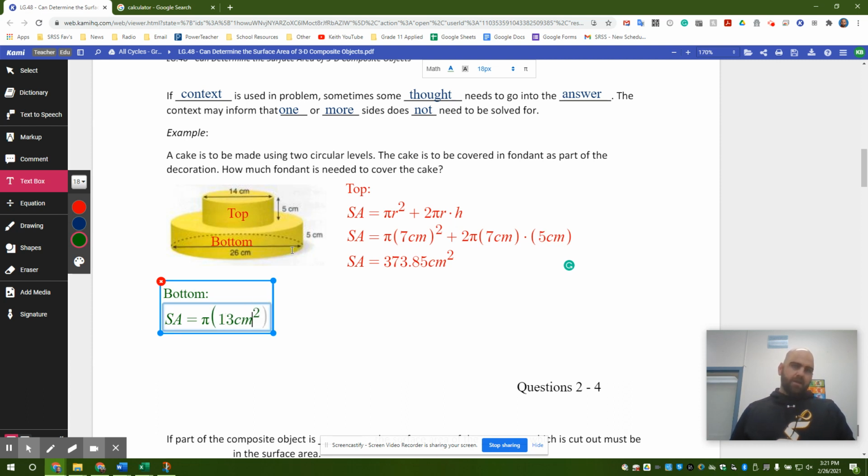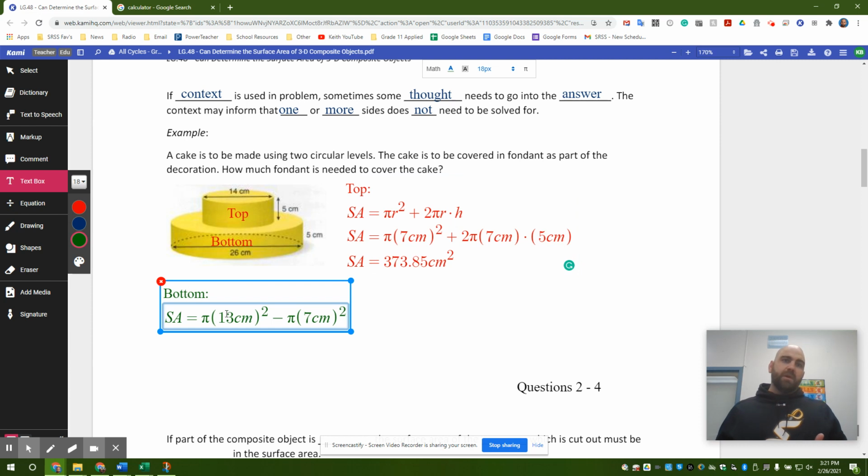I'll put down the brackets. Once we find the area of the big circle, now we need to subtract the small circle. So we're going to subtract pi times 7 centimeters squared. So this is the big one, take away the small one. That's going to find the area of the top.